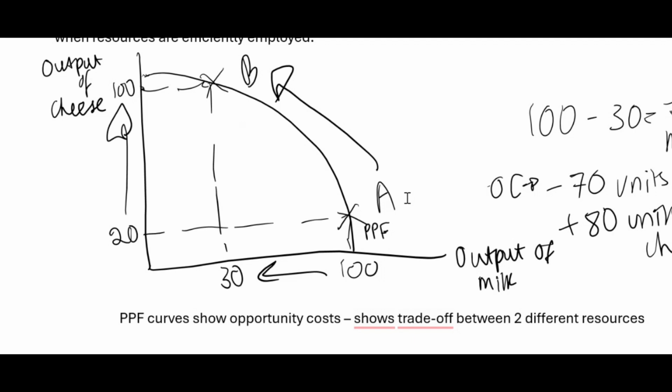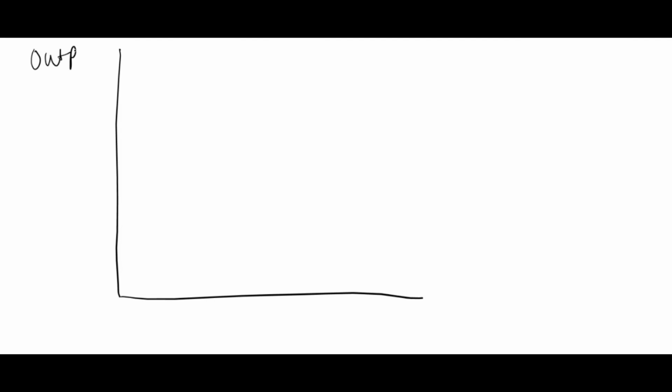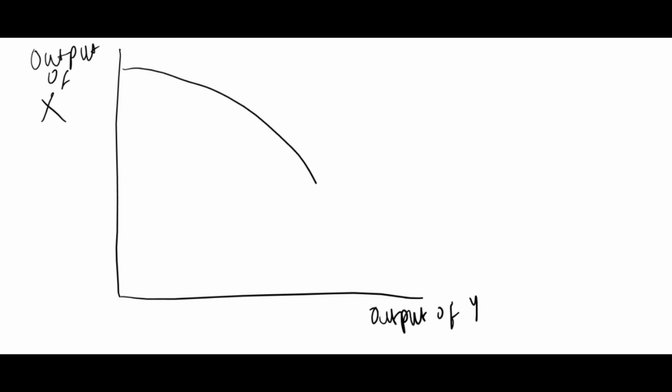There are different points on the diagram, and you need to know what each of the different points means. So let me draw another PPF diagram here. Let's do output of X and output of Y this time, because I don't really like that example. So it's going to look like this. Anywhere on this line means that we are efficiently combining the outputs to make as much as we can.